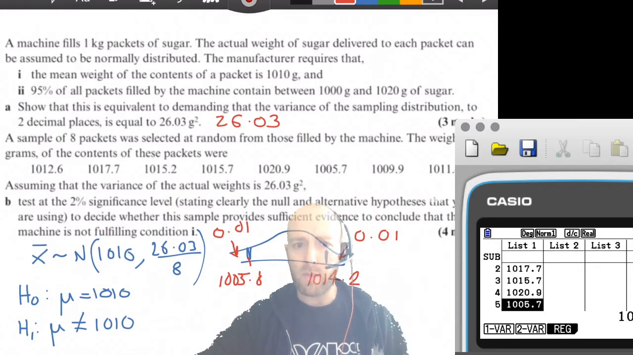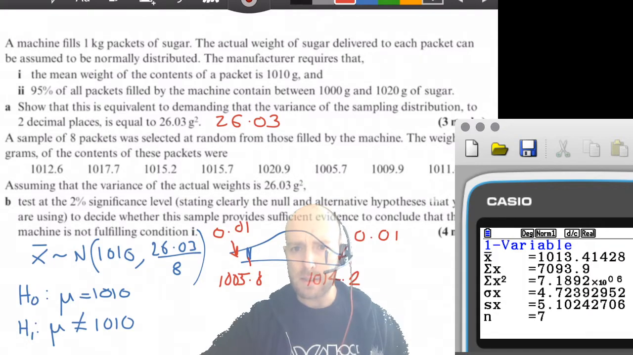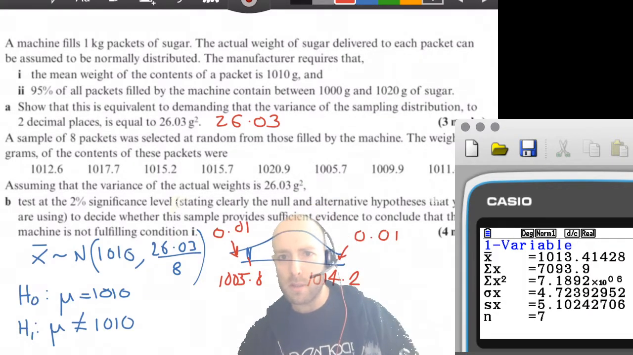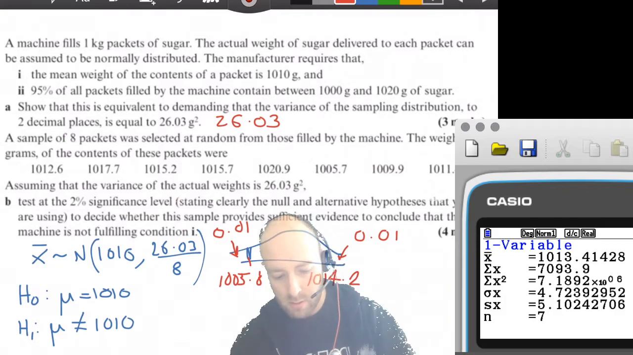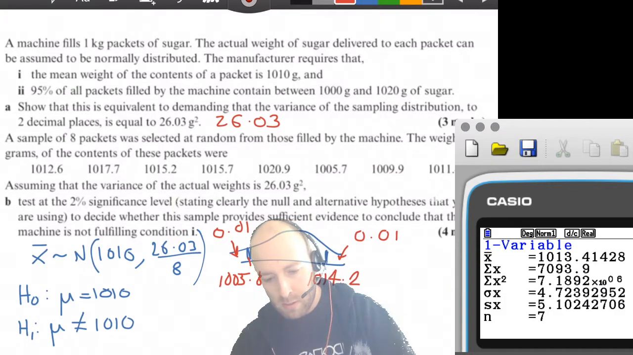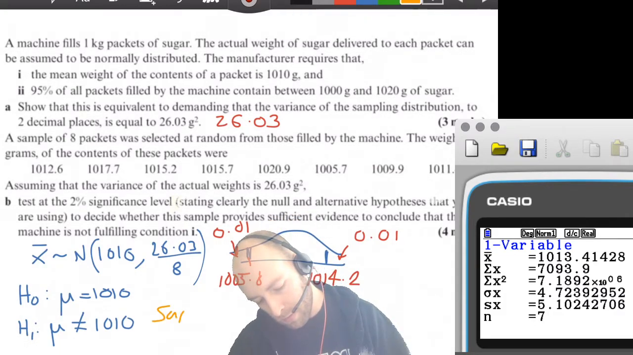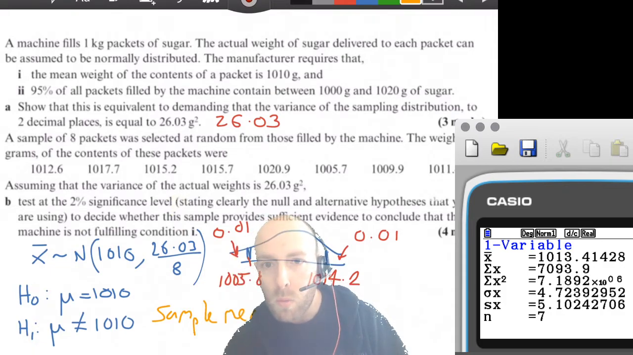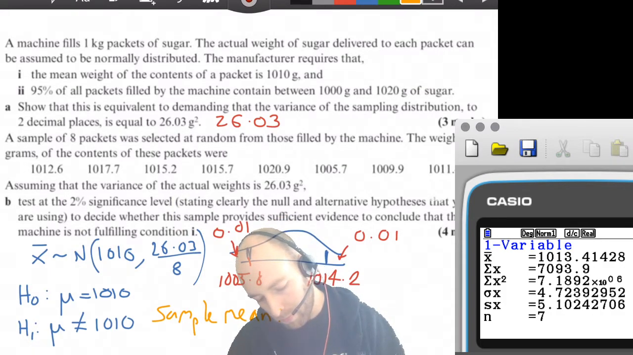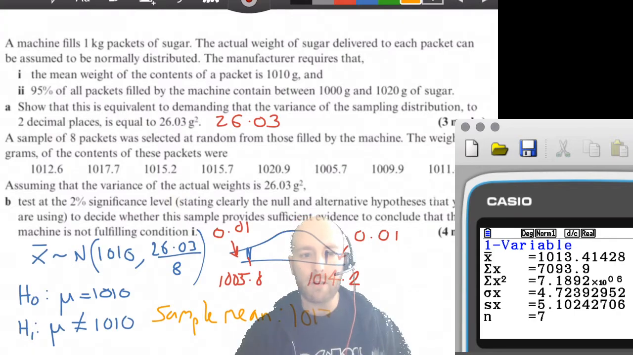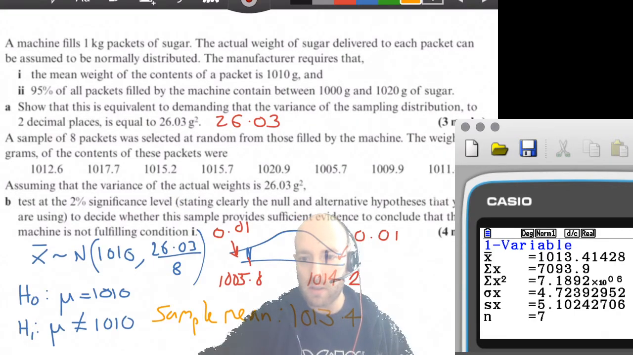And then we're going to do a one variable stats analysis. So we get the mean of our sample is 1013. So sample mean 1013.4. Is that critical? So let's have a look.